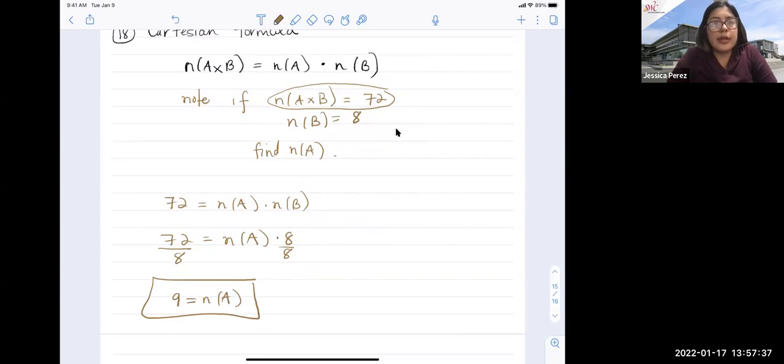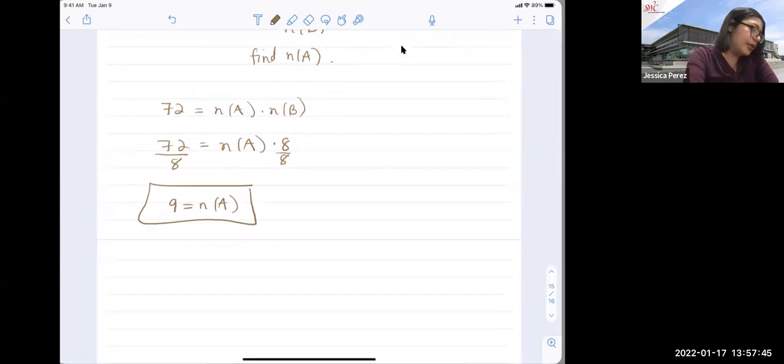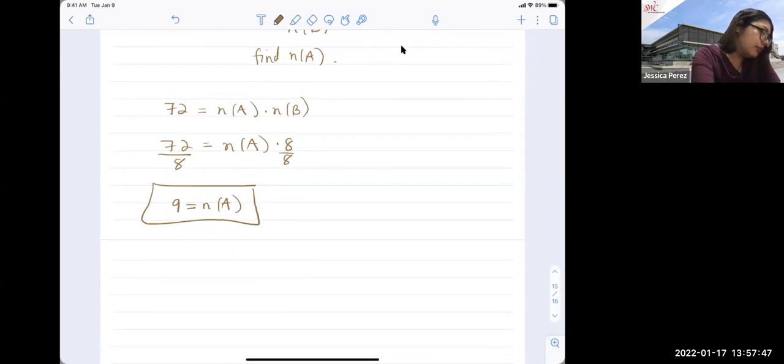So again, the cardinality of a following set, all you have to do is count the elements of a set. So let me see, my pencil start working again. And that's it. So this is a very short but concise review.